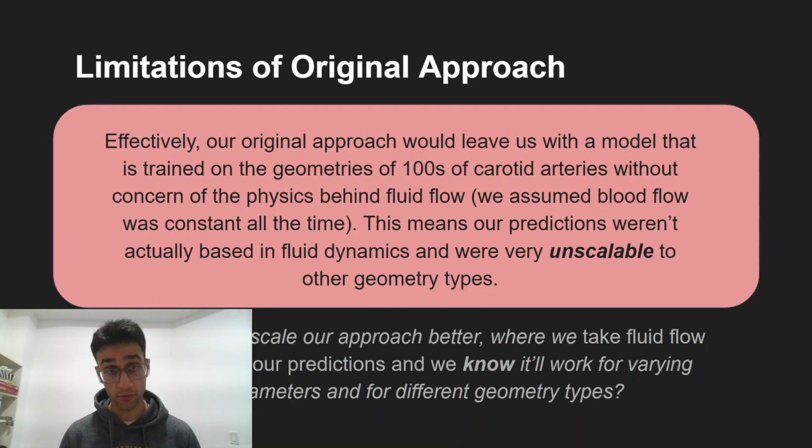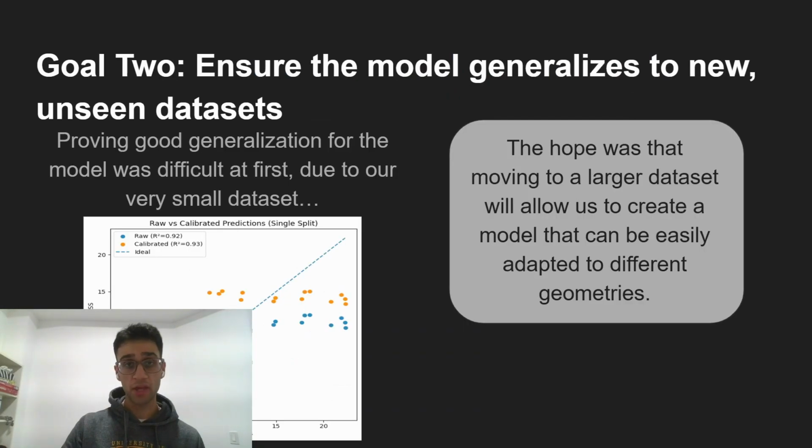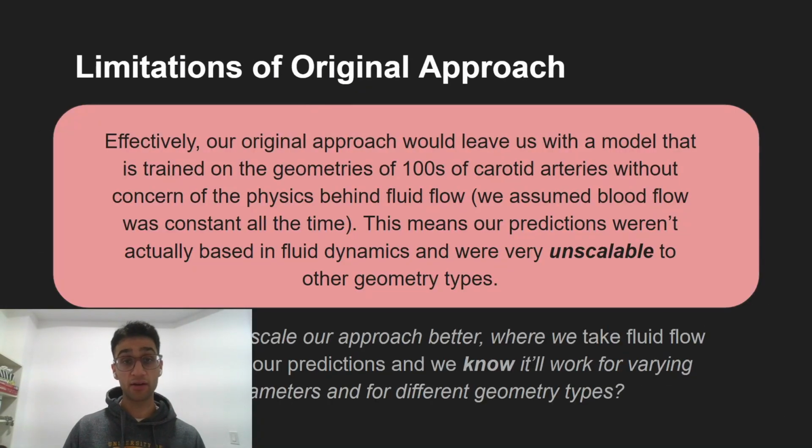So, effectively, our original approach will leave us with a model that is trained on geometries of hundreds of carotid arteries without the concern of the physics behind the fluid flow. Because remember, our original model was entirely geometric. That's what the basis of these results were. So we had an entirely geometric thing, and we assumed blood flow was constant all the time. This means our predictions weren't actually based on fluid dynamics and were very unscalable to other geometry types.